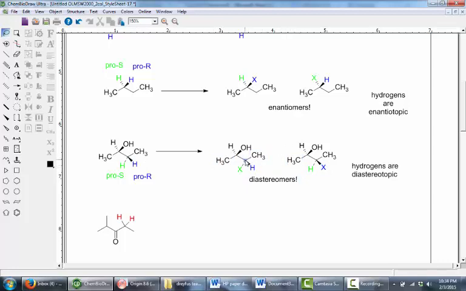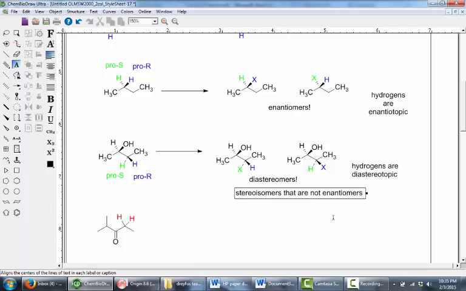I'm not changing what's happening at this particular center. What's happening at this particular carbon is the same thing that happened here. I'm getting enantiomeric centers at that carbon, but because I have a separate chiral center already in the molecule, that gives me diastereomers instead of enantiomers. Just to review, so we're all clear about this, diastereomers are stereoisomers that are not enantiomers. So in this case, I have a molecule with two stereocenters. One of them is identical in both cases, and one of them is enantiomeric.